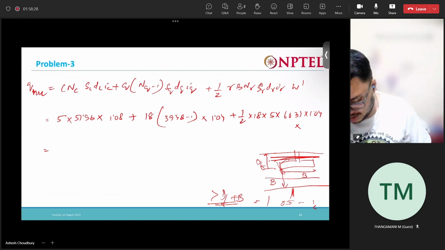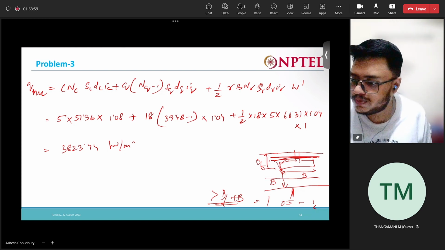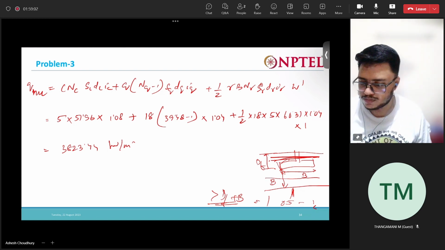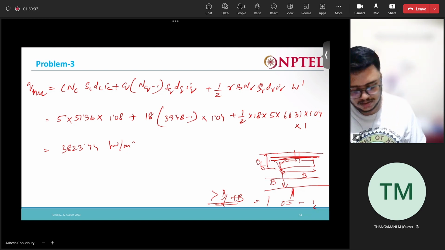Now let us just calculate this one. 5 into 51.96 into 1.08, and so on. We get 3823.44. So we got the q value. This is the net ultimate bearing capacity.